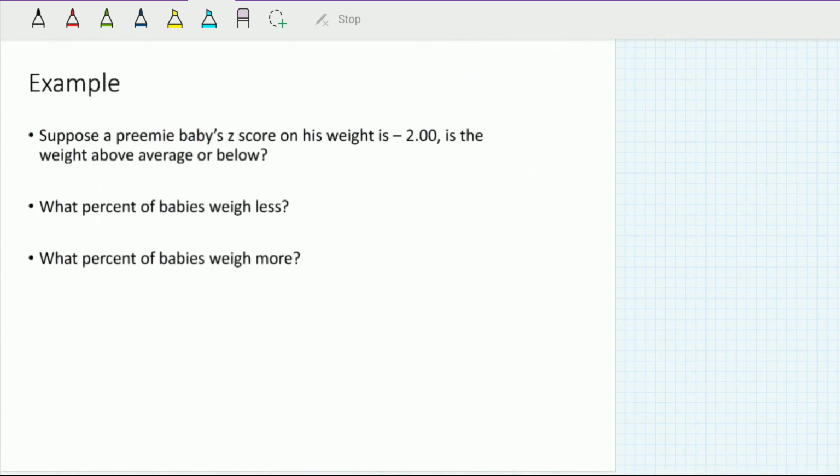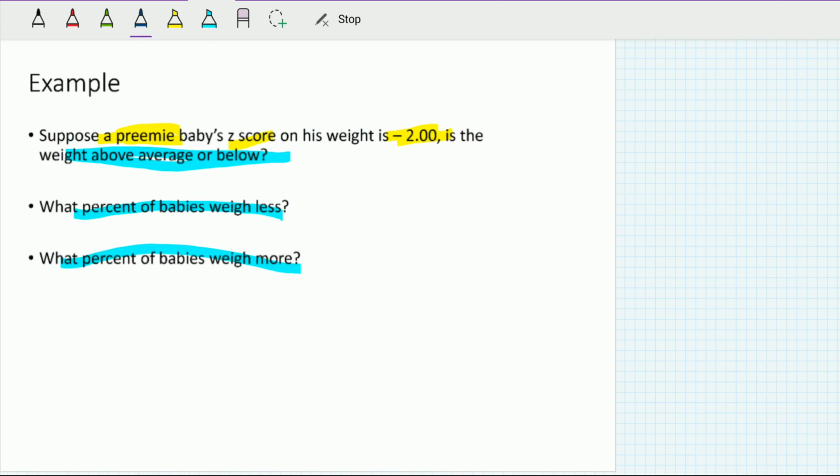Same exact thing. This question is talking about the weight of a preemie. I'm not even sure if that's the right word, but a preemie baby is a baby that didn't take 9 months. It was born before the 9 months. So the z-score is a -2. See if you can answer first, is it above average or below, and then what percent of babies weigh less, and what percent of babies weigh more. Go ahead, pause the video and see if you can come up with the answer.